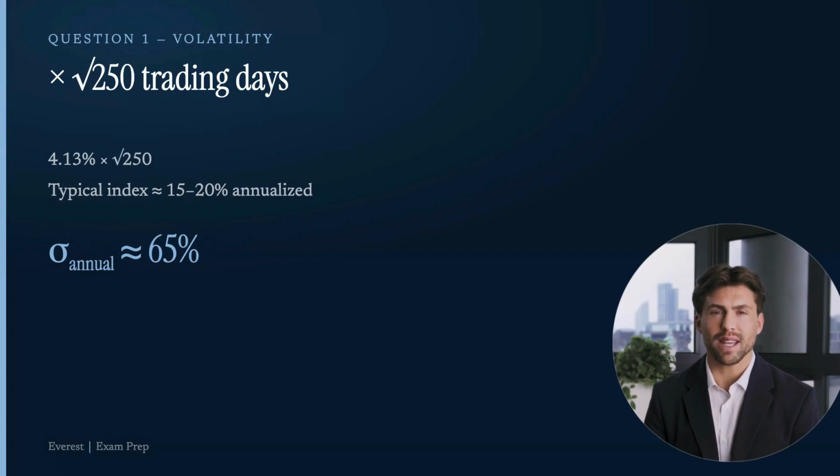For context, a typical diversified stock index runs somewhere around 15 to 20% annualized volatility. Novatech's week was more than triple that, a genuinely turbulent stretch. That answers our first question. Volatility, annualized, is about 65%.